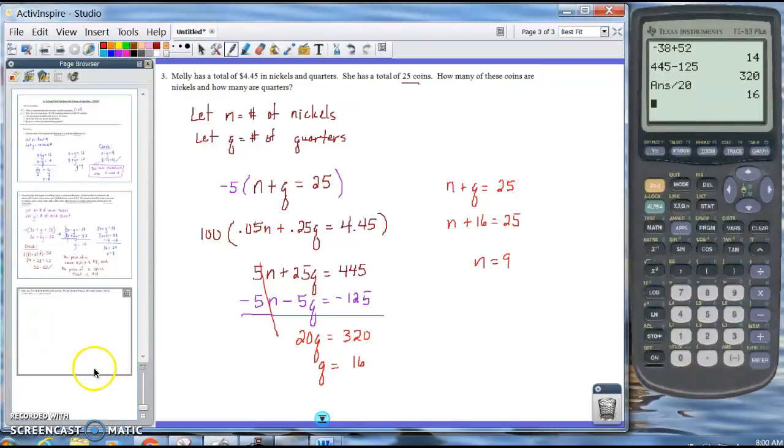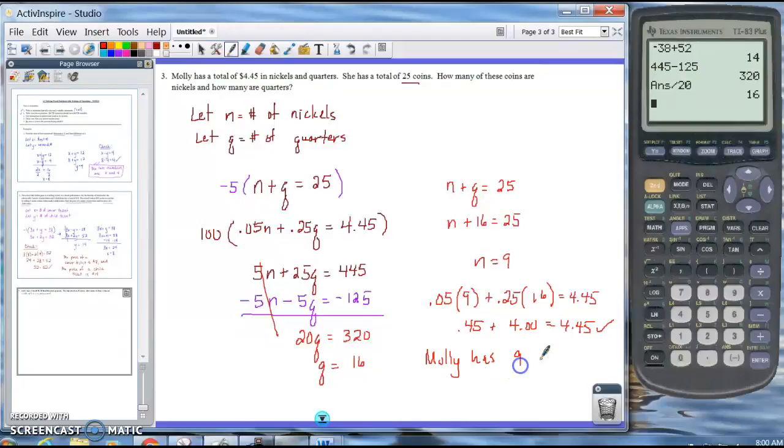Okay? And just because my time is going to run out here, I'm going to go through this check really quick. So 0.05 times 9 plus 0.25 times 16 is equal to 4.45. Okay, so this would be 45 cents, and this would be $4. And I know that that checks. And then I would say Molly has 9 nickels and 16 quarters.